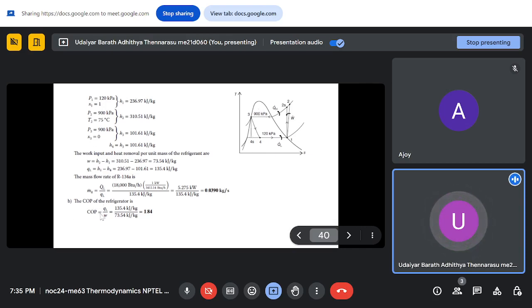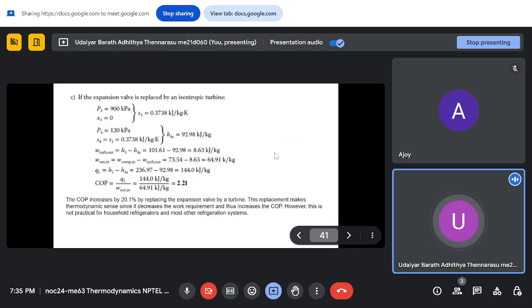So COP is nothing but heat load by work done. You can use specific heat here, because your mass flow rate gets cancelled out. So QL by W is 135.4 divided by 73.54, which comes out to be 1.84. So COP is 1.84 for the first case.